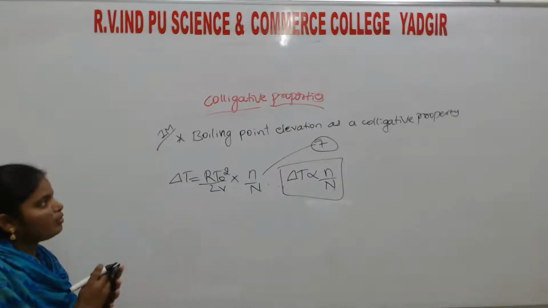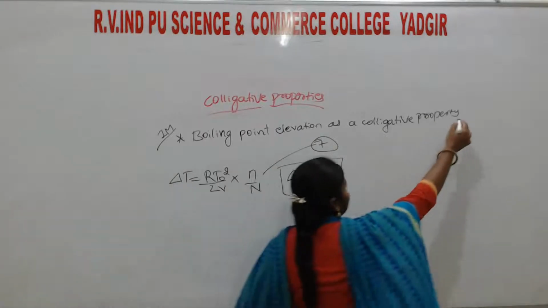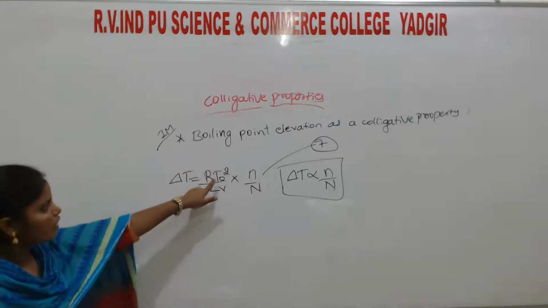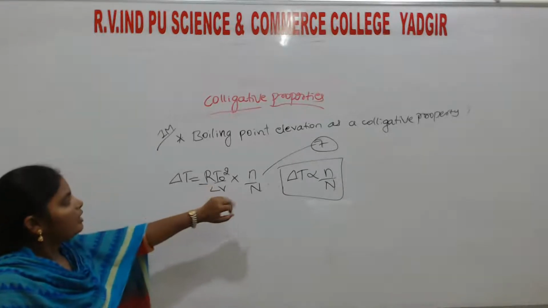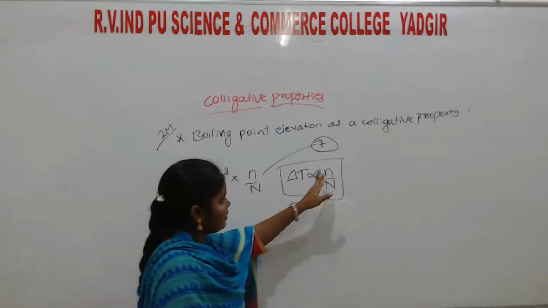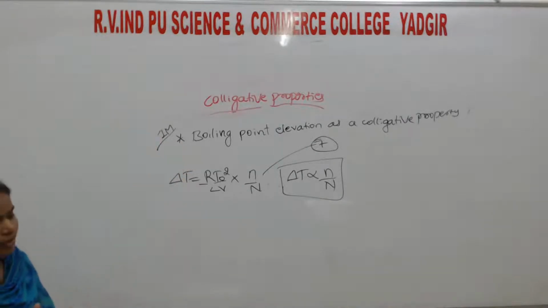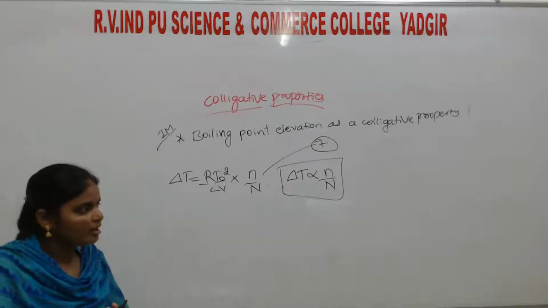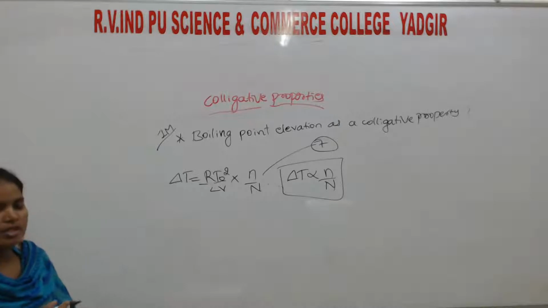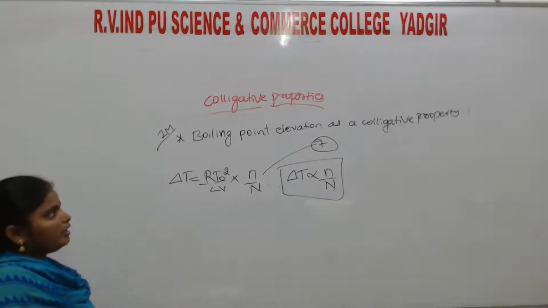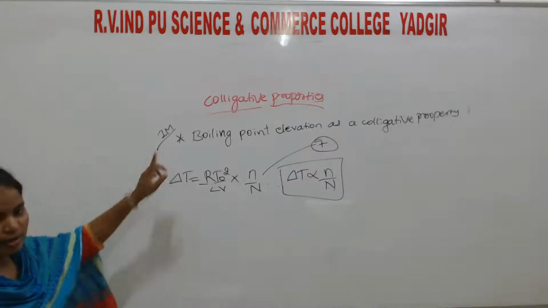When asked in an examination whether boiling point elevation is a colligative property, you write the answer as follows. Consider the equation delta T equals R T naught square divided by LV into n by N, or delta T is proportional to n by N. Then write the explanation: the boiling point elevation in a dilute solution is directly proportional to the number of moles of solute dissolved in a known amount of solvent and is independent of the nature of the solute. Hence, the boiling point elevation is a colligative property. This is the answer for the 1 mark question.